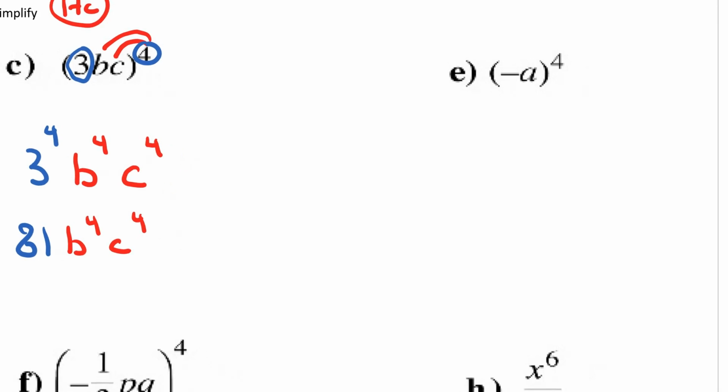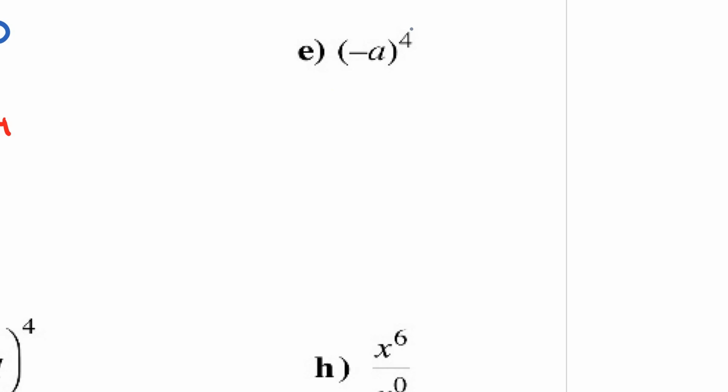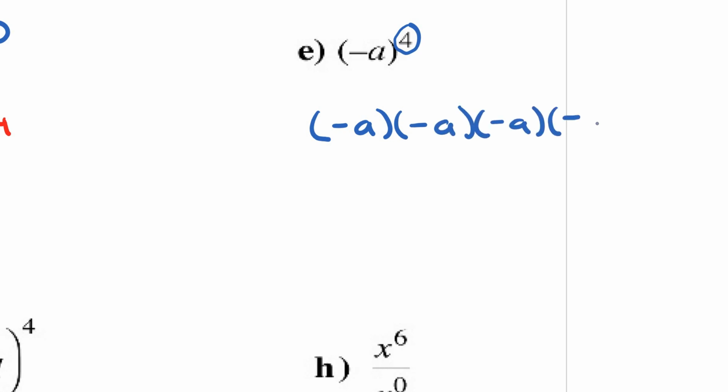Okay, moving on to letter E here. Since I have a power of 4 there and I have a negative variable inside the brackets, you might just want to write this as a repeated multiplication here so that you can determine whether the answer is positive or negative. Right away I see that there are an even number of negative signs, so the final answer will be positive. And since there's 4 variables of a times a times a times a is a to the power of 4.